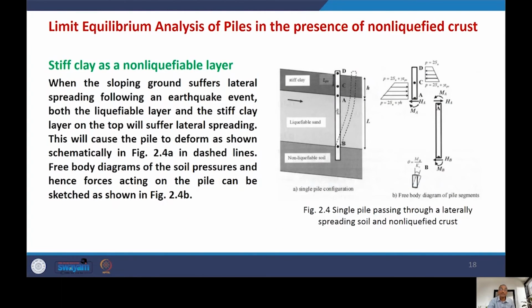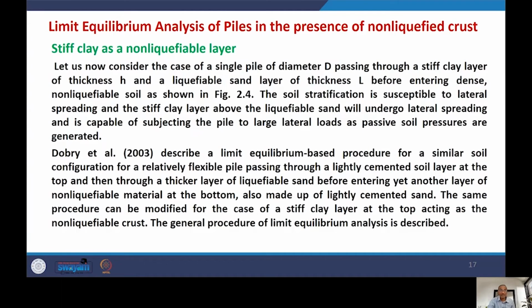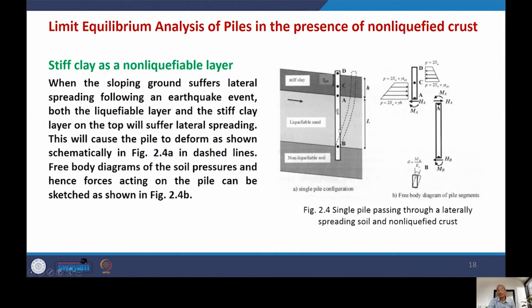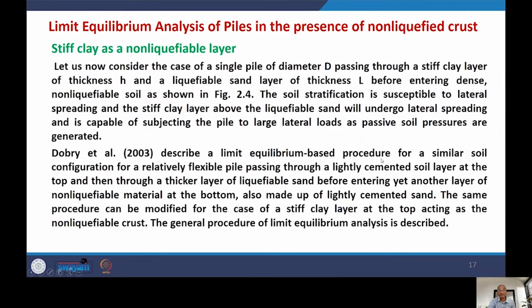What do you have in this problem? The top layer, which is stiff clay, is subjected to lateral spreading, and this also applies the initial load on the system. For this problem, Dobry et al. in 2003 describe a limit equilibrium based procedure for a similar soil configuration, for a relatively flexible pile passing through a lightly cemented soil layer at the top and then through a thicker layer of liquefiable sand before entering yet another layer of non-liquefiable material at the bottom, which is also made of lightly cemented sand. So the Dobry et al. problem was similar to what is shown in this figure.